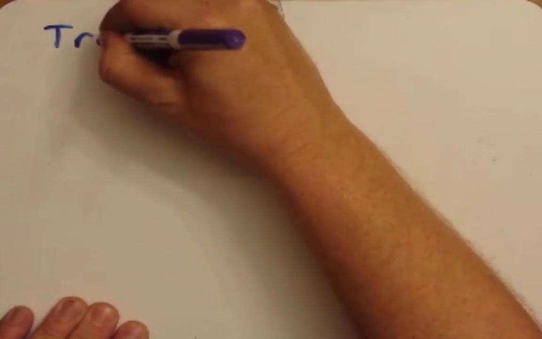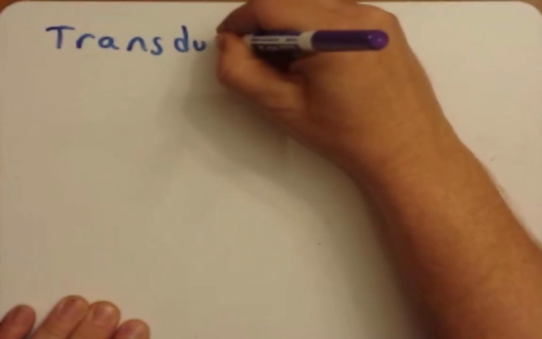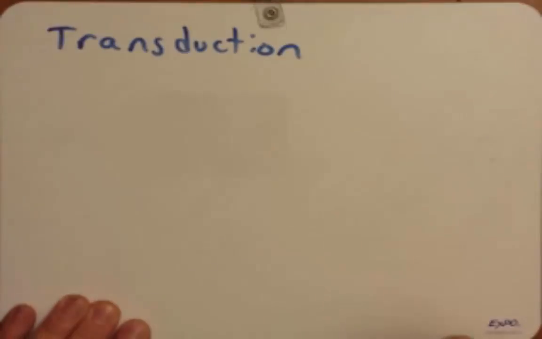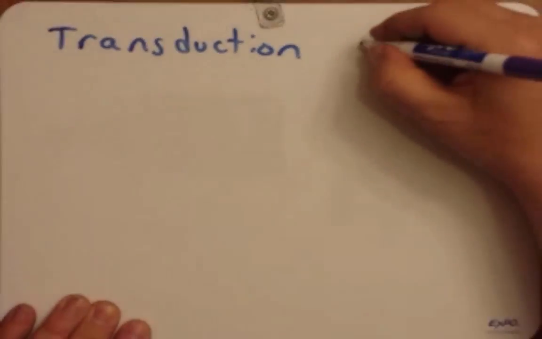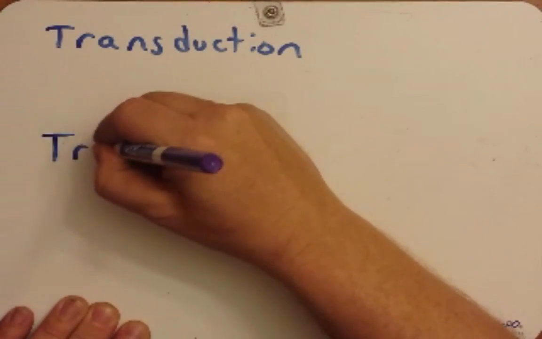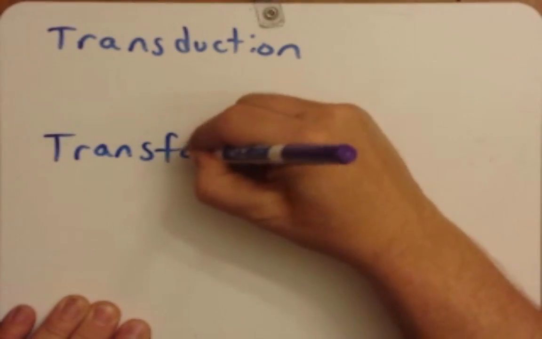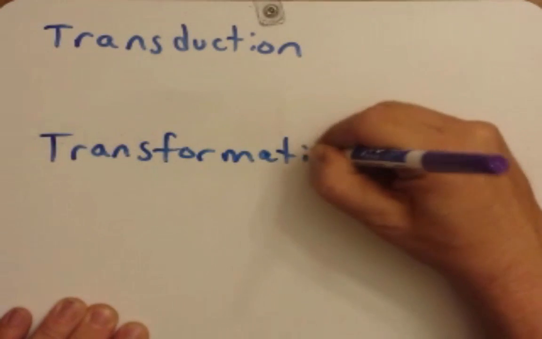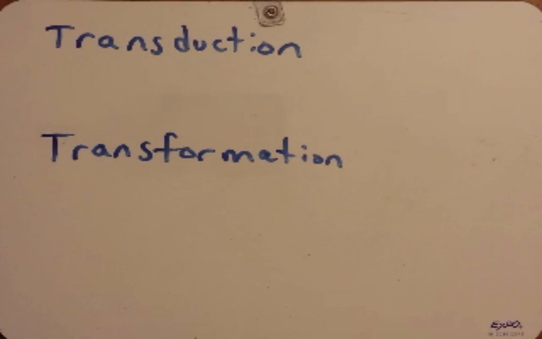And in this podcast we're going to describe the last two types of horizontal gene transfer. In the last podcast we talked about conjugation as the first type of horizontal gene transfer. In this podcast we're going to talk about transduction, and then we'll close with talking about transformation. But let's start with transduction.